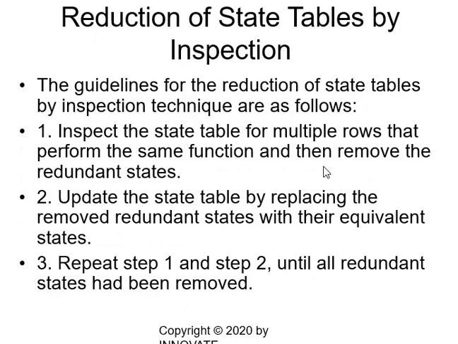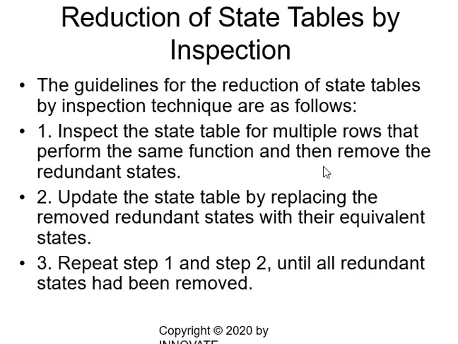Reduction of state tables by inspection. The guidelines for the reduction of state tables by inspection are as follows. Step 1: inspect the state table for multiple rows that perform the same function and then remove the redundant states. So if we see a redundant state, we will remove the redundant state.